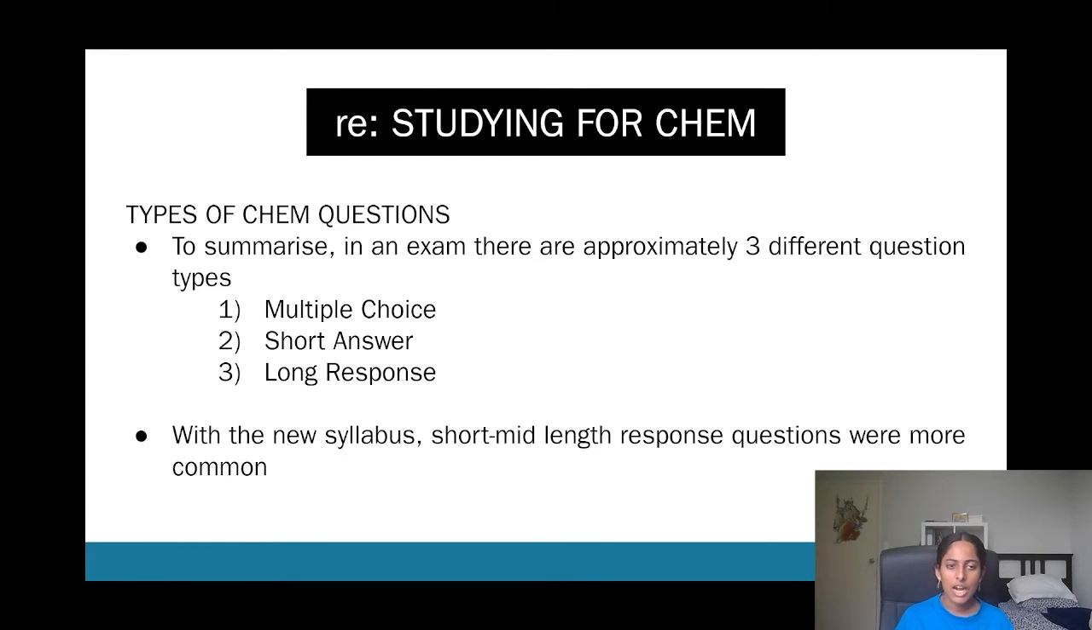In terms of types of chem questions, I feel like there's three main ones. You have multiple choice, you also have short answer, so that's typically a 3 or 4 marker, and then you have a long response. Long response is probably 6 to 8 marks, and you tend to have to write it like a mini essay. You need to have subheadings and things like that. And with the new syllabus, short or mid-length response questions are also more common. That doesn't mean that you don't see long response. You definitely do. So just know how to tackle all three question types.